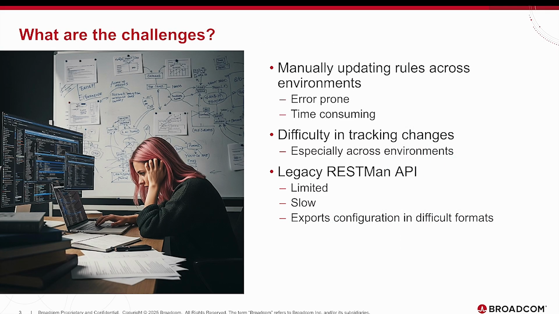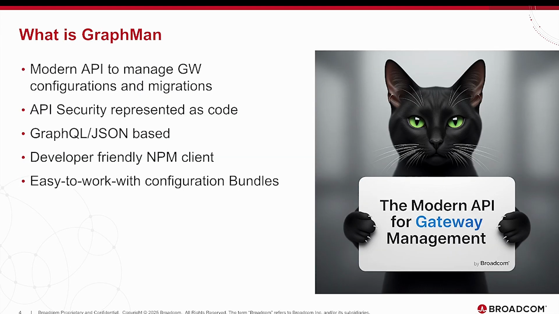What are some of the historical challenges? Historically, managing the gateway required a lot of manual updating of rules across different environments. This is very error-prone and also very time-consuming. It was difficult to track changes, and especially if changes were done across multiple environments by multiple people. The legacy API to manage the gateway was called RESTman, and while used quite effectively, it was limited in its abilities, it was quite slow to respond, and the export configuration formats were in XML, making it very difficult to read and understand. So what is Graphman?